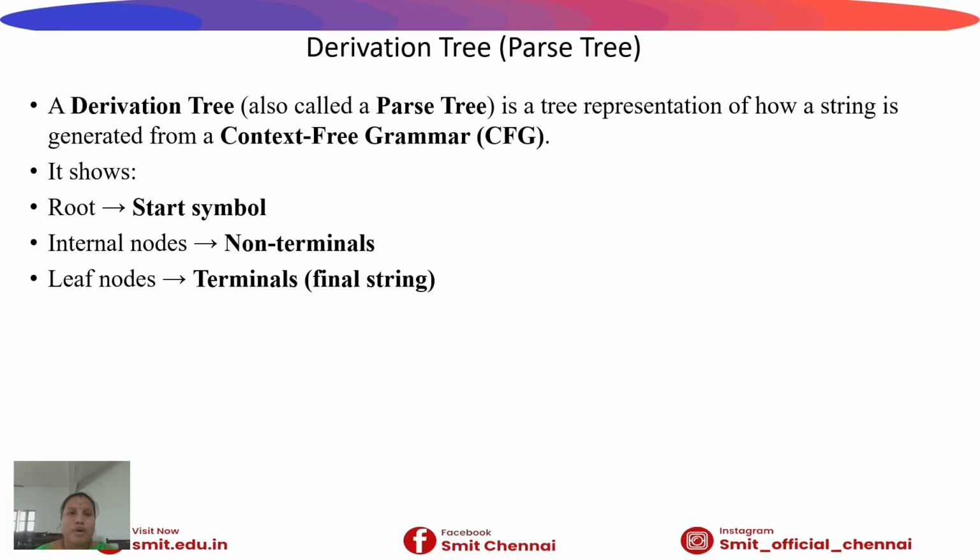It's also called a parse tree. The tree representation shows how a string is generated from the context-free grammar. The root node is the start symbol, the internal nodes are non-terminals, and the leaf nodes are terminals, which give the final string.